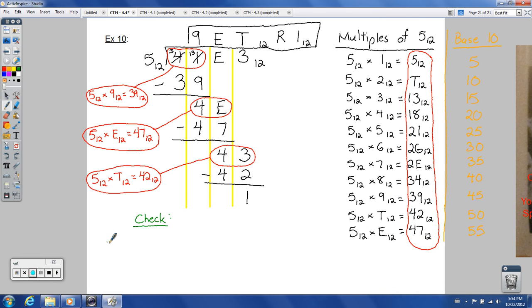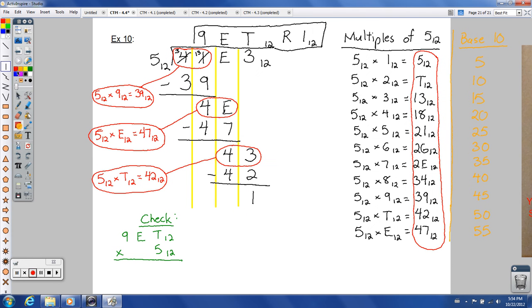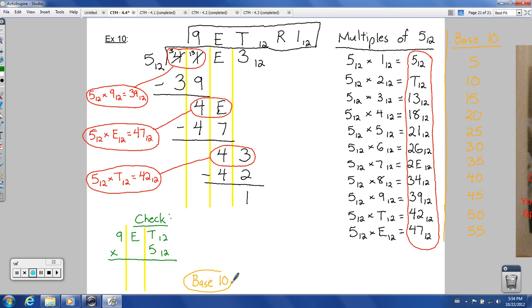So I'll take my quotient and multiply it by my divisor, so I'm going to say 9ET base 12 times the 5 base 12. I'll put in my yellow columns. I'm thinking about stuff in base 10. This will bring down here. And I'm going to do some stuff in orange here. So this is my base 10 stuff. I'll use a different color when we're doing the check for the base 10 things.